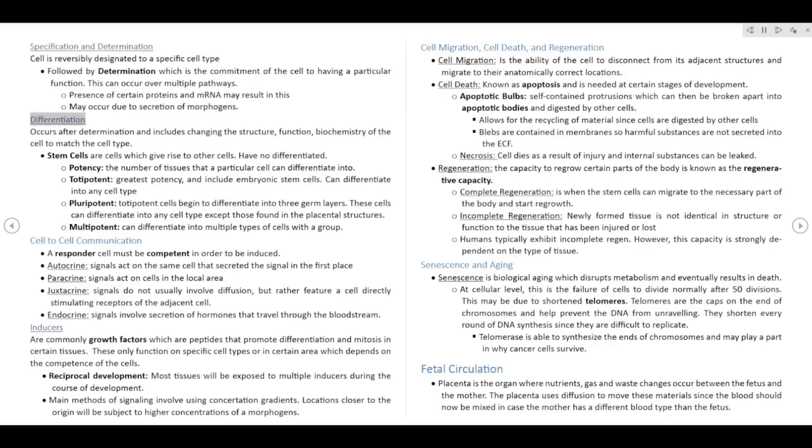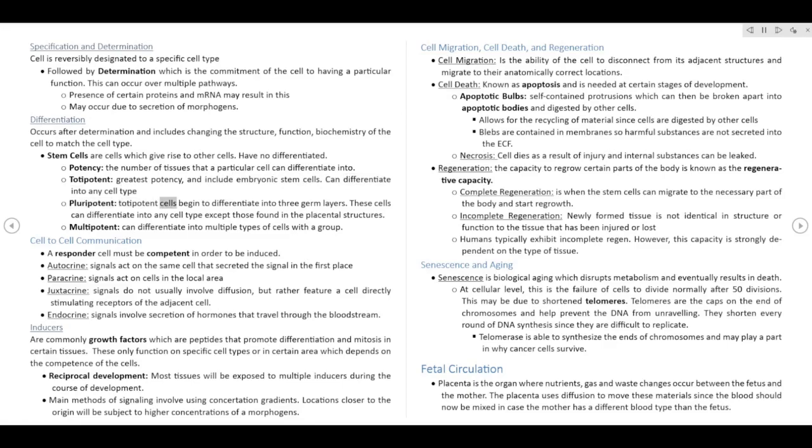Differentiation occurs after determination and includes changing the structure, function, and biochemistry of the cell to match the cell type. Stem cells are cells which give rise to other cells. They have not differentiated. Potency is the number of tissues that a particular cell can differentiate into. Totipotent cells have the greatest potency and include embryonic stem cells. They can differentiate into any cell type.